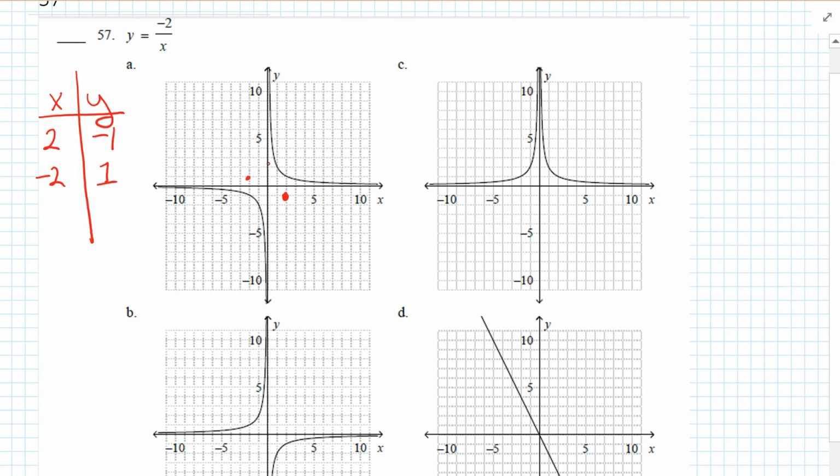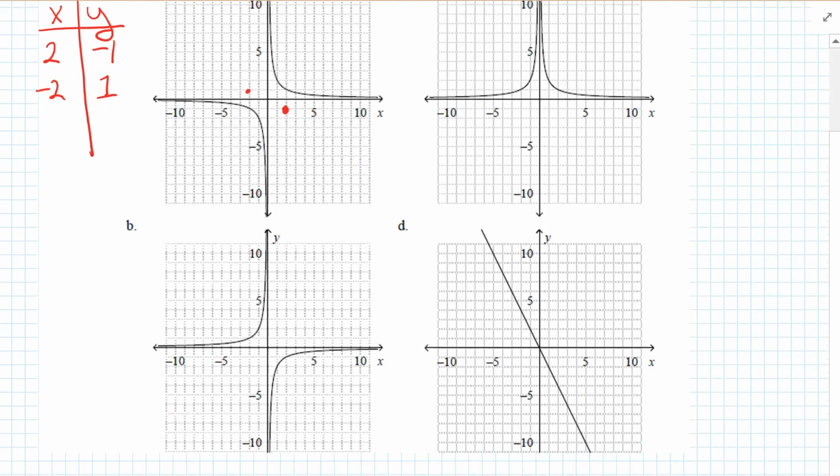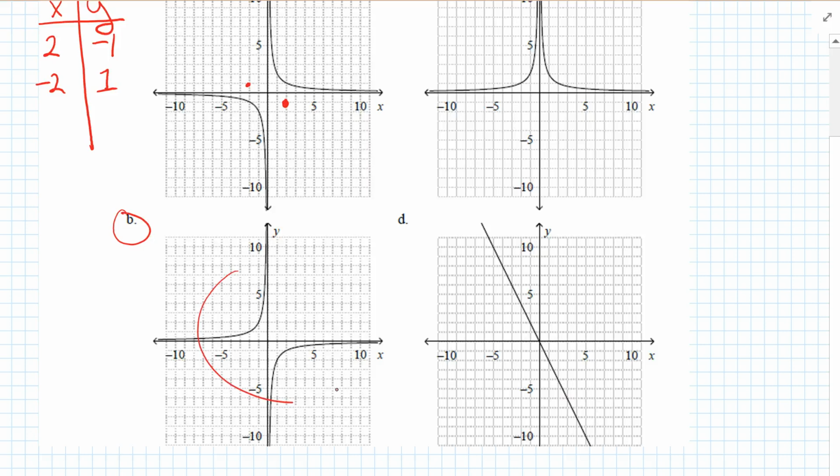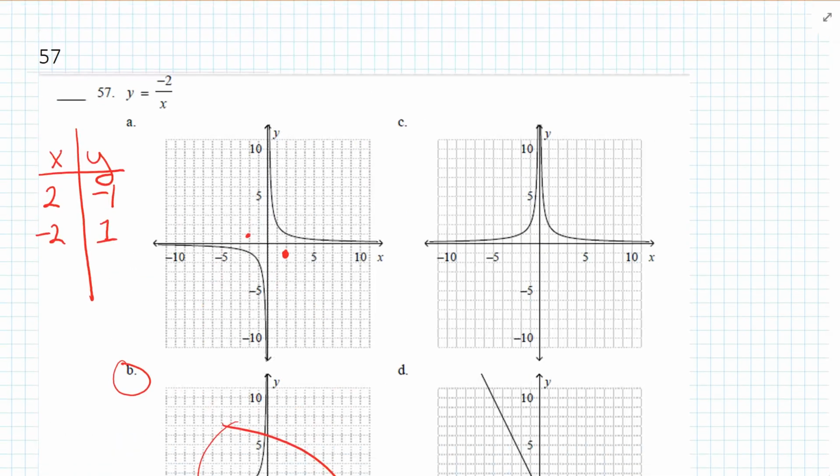So we need one that has points in the second and fourth quadrants. Well, if you look, the only one that does that is B. Okay?